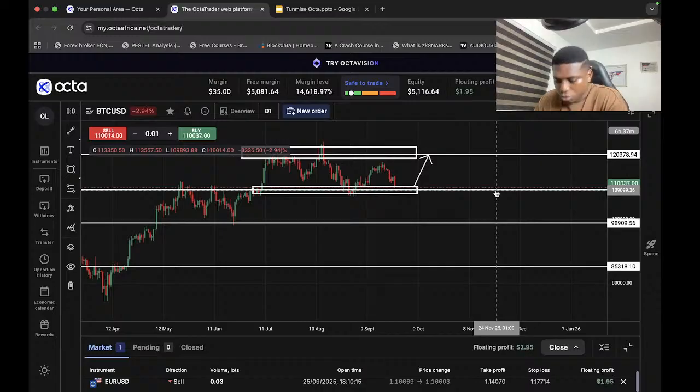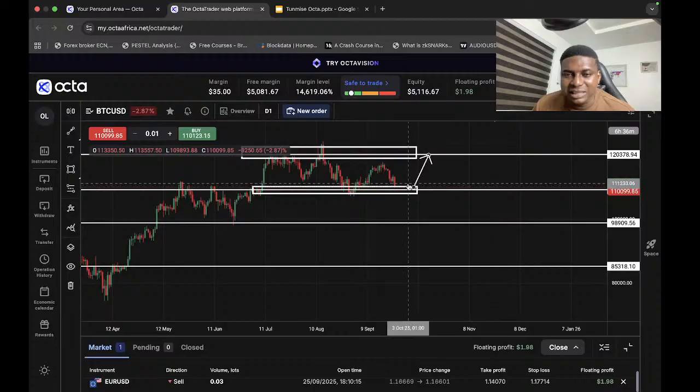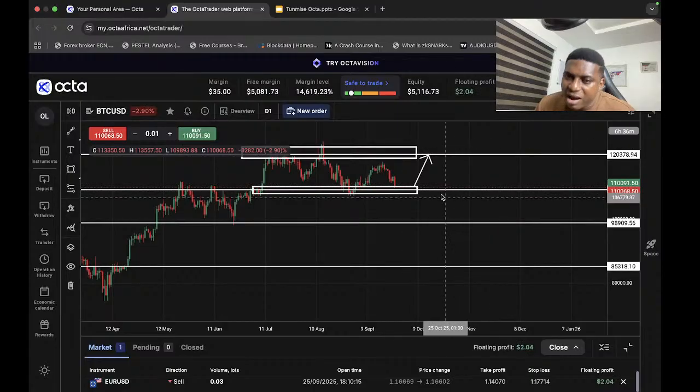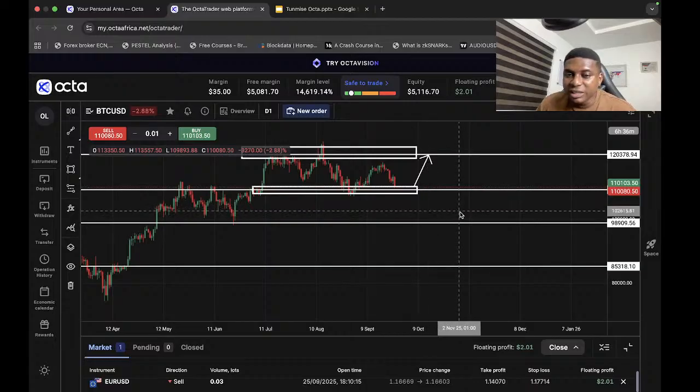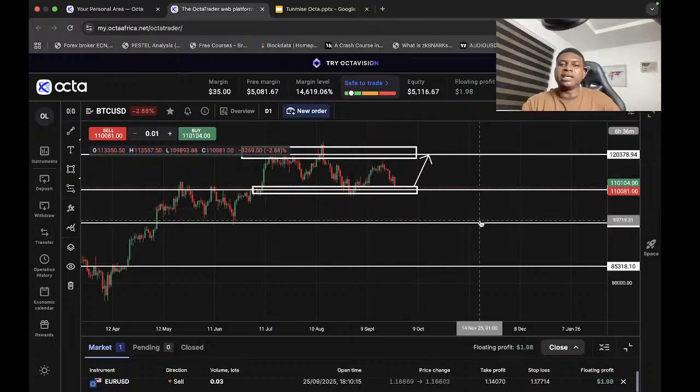All right, so price would most likely touch what? The 109k mark. And if price touches the 109k mark, there's a higher chance that it will bounce back up. However, if there's a further breakdown in price, it would most likely touch the 98k. So these are the information that we as analysts and traders should bear in mind. All right, good.